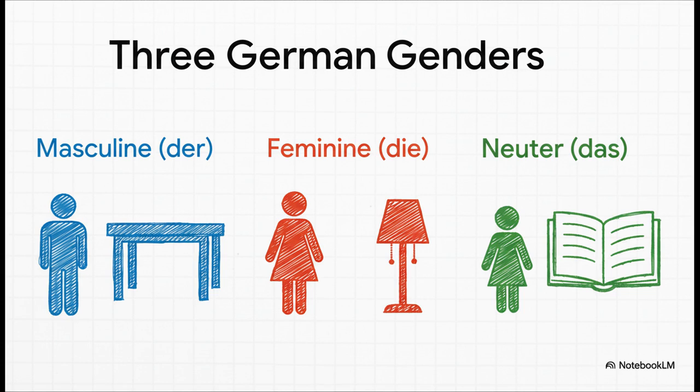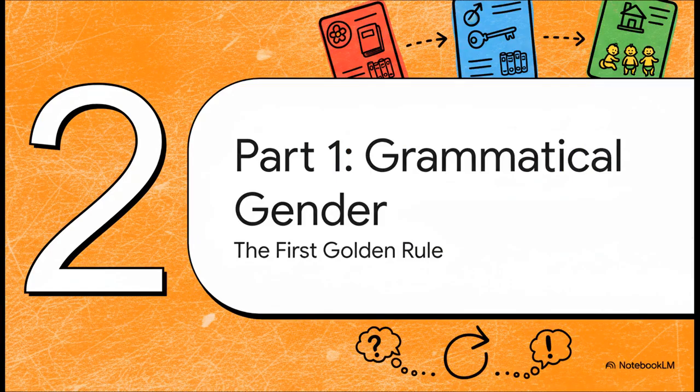Now, the key thing to get your head around is that every single noun in German, I'm talking people, places, objects, even ideas, every single one is assigned one of these three genders. Okay, so that brings us to the single most important rule for learning German vocabulary. I am not kidding. If you only remember one thing from our chat today, please make it this next point. It is going to save you a world of pain later on.